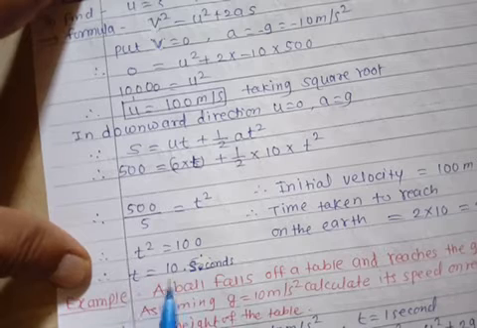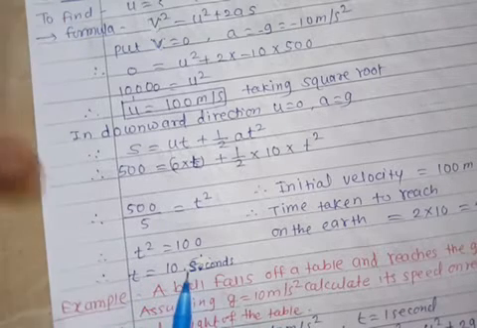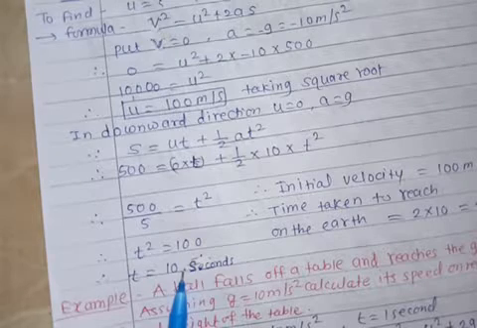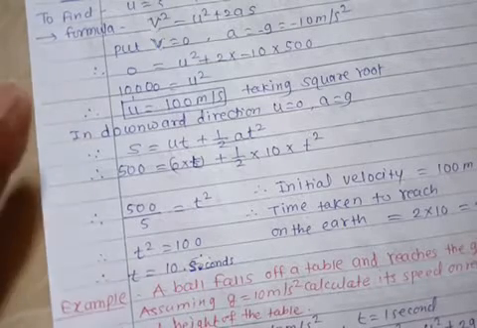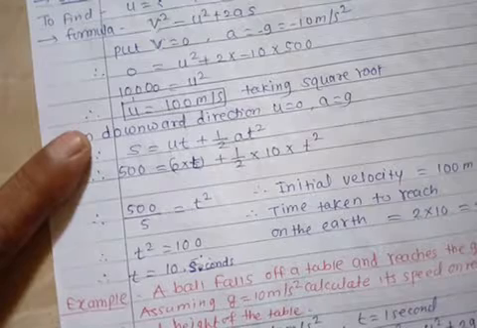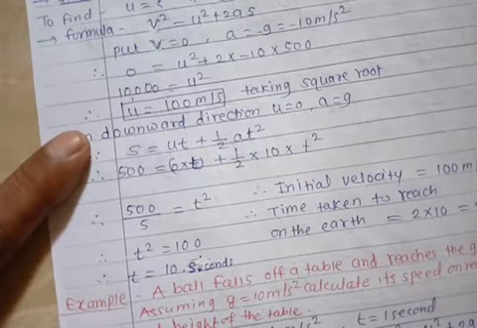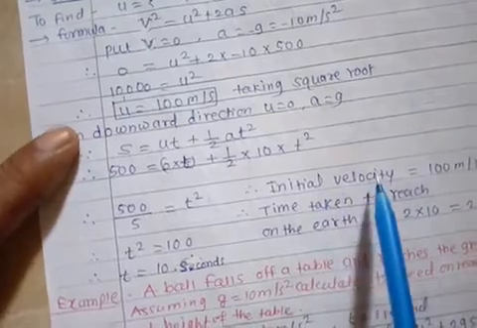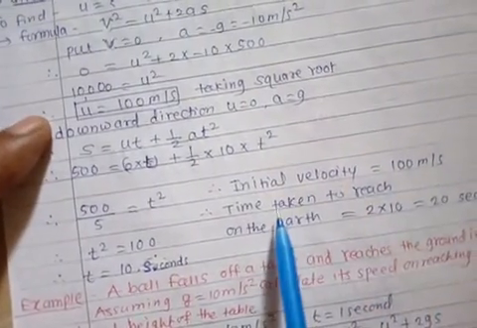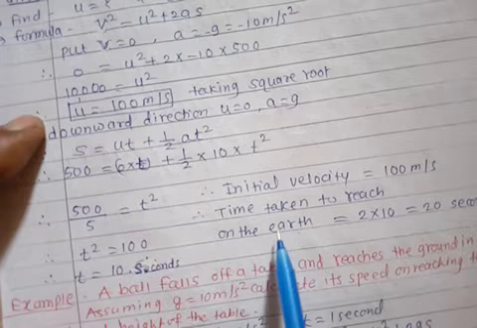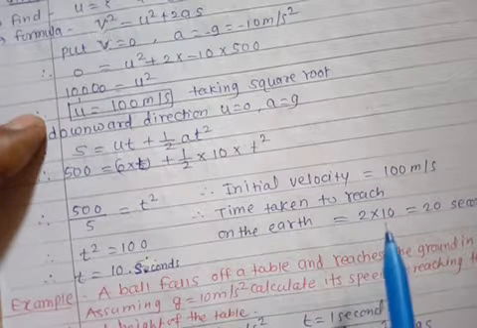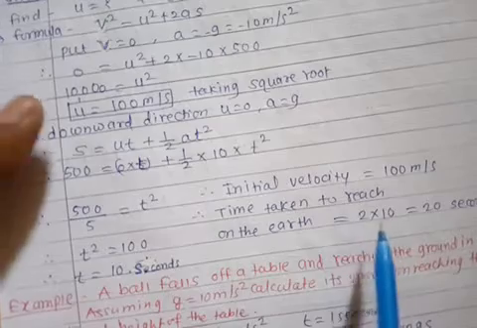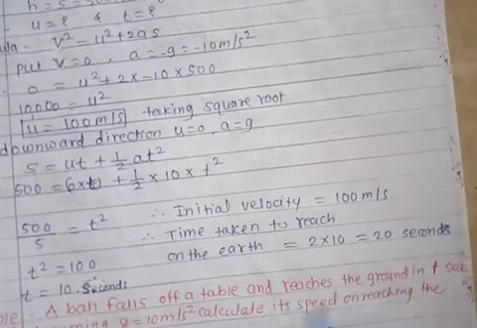That means the stone or object takes 10 seconds to go up and 10 seconds to come down. You have studied this earlier in the previous lecture: going up and coming down takes equal time. The initial velocity is 100 meter per second. Time taken to reach the earth is 2 into 10. For going up 10 seconds, for coming down 10 seconds, so 2 into 10, 20 seconds.